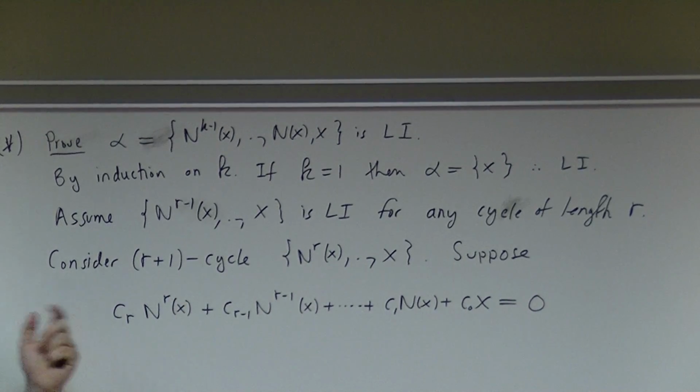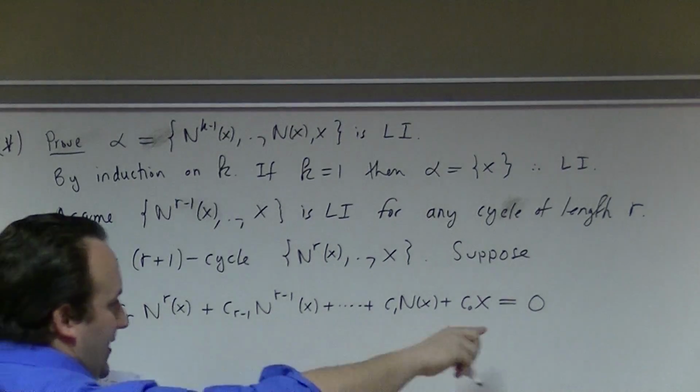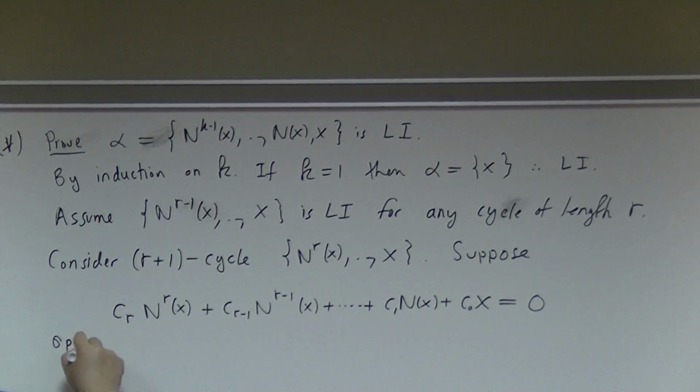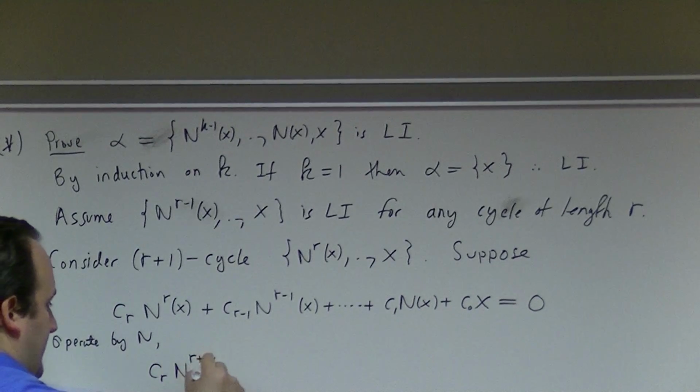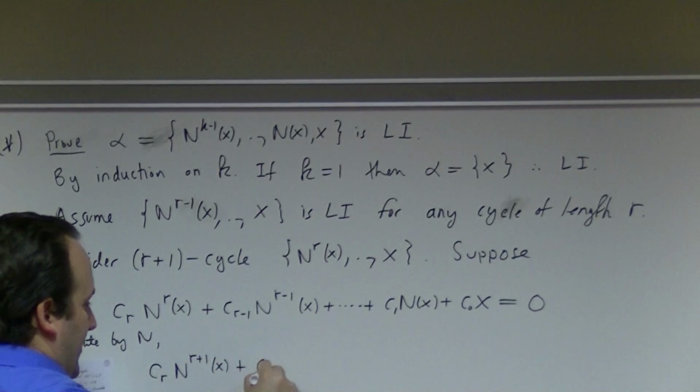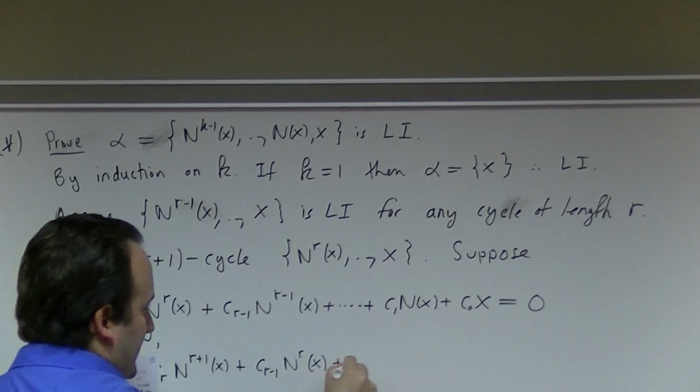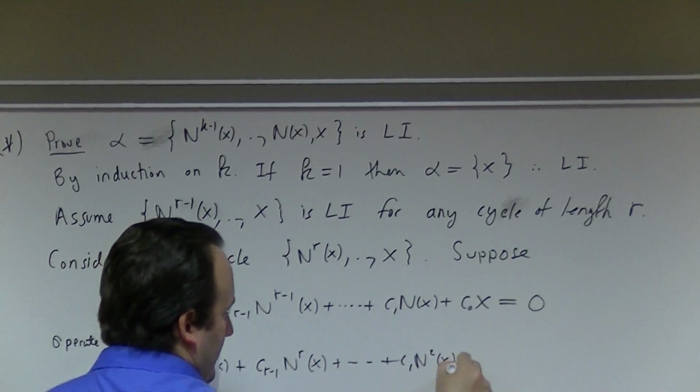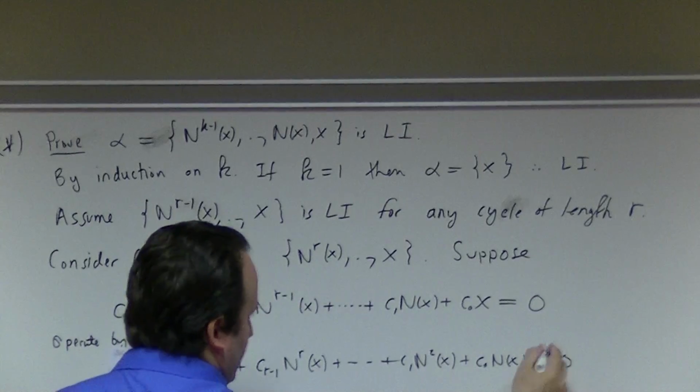But the difference here between this and the problem of the homework, where T was just an arbitrary linear transformation, is that this is a much nicer thing. We're looking at a nilpotent transformation, which is really nice because I can just operate by n, right? Operating by n gives me c_r n^(r+1) acting on x, plus c_(r-1) n^r acting on x, plus and so on, plus c1 n squared on x, plus c naught n of x, equals 0.